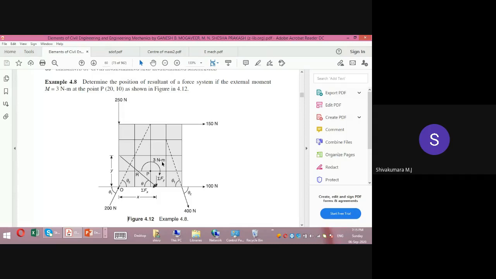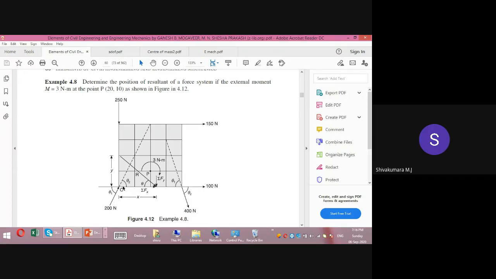It is a non-concurrent force system, right? So it is a non-concurrent force system. If we take a moment of all these forces about one single point, say for example, I am taking moment of all these 5 forces about point O. According to Varignon's theorem, that is the moment of each individual force about a point. Which is that point? That is O. I am taking moment of all these forces about O.